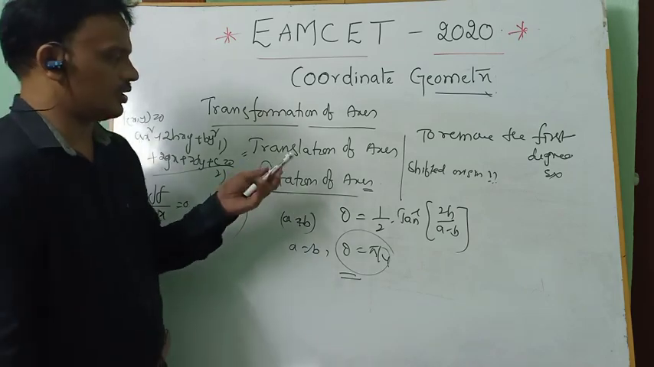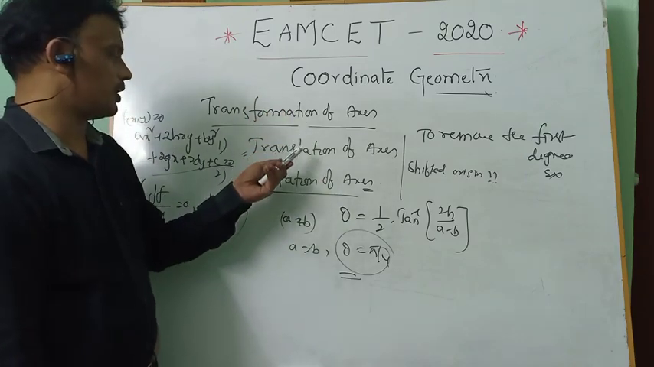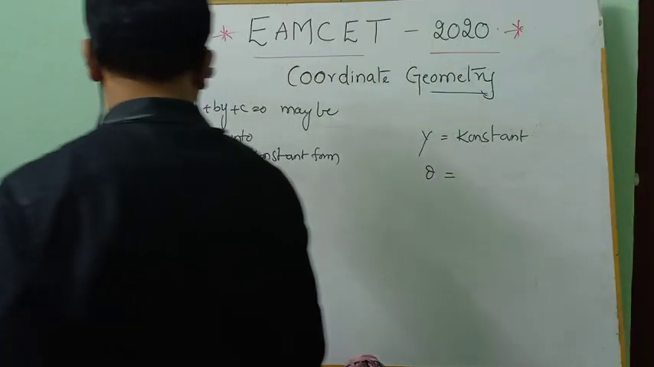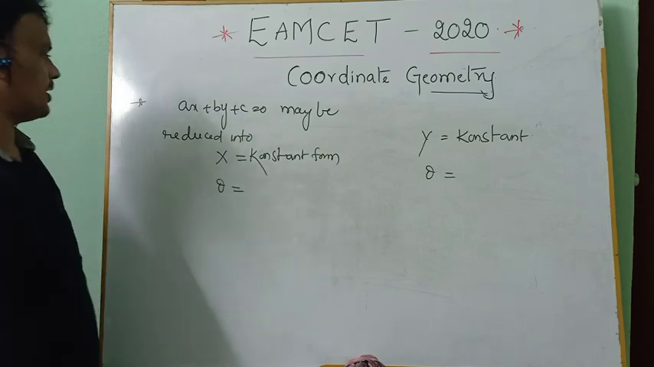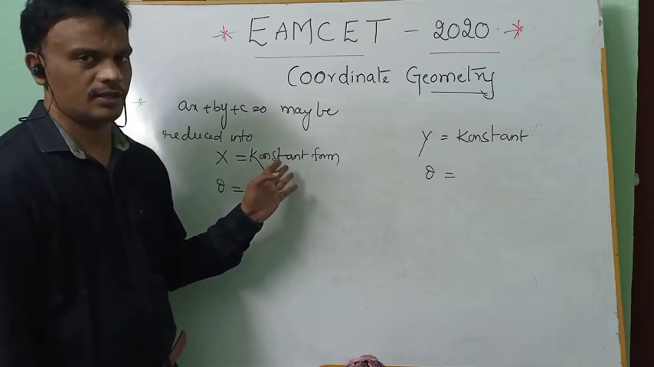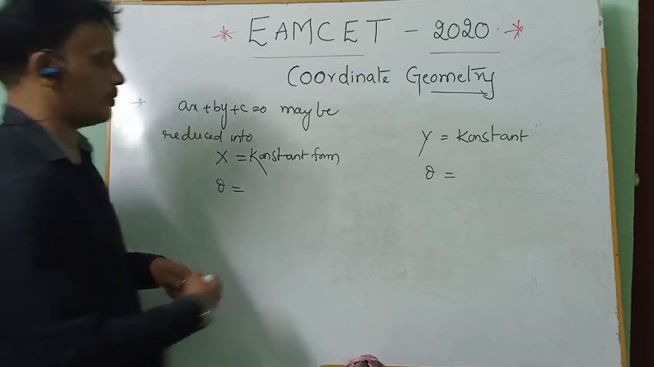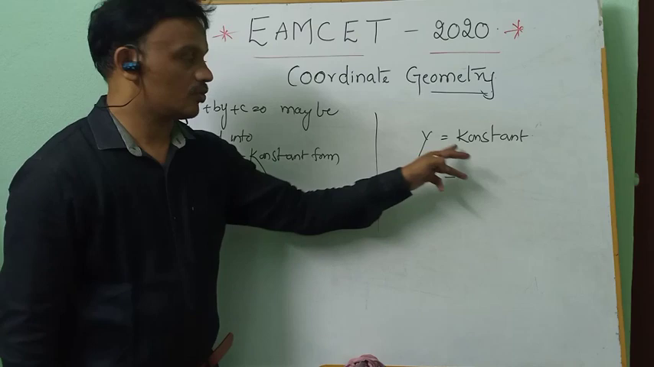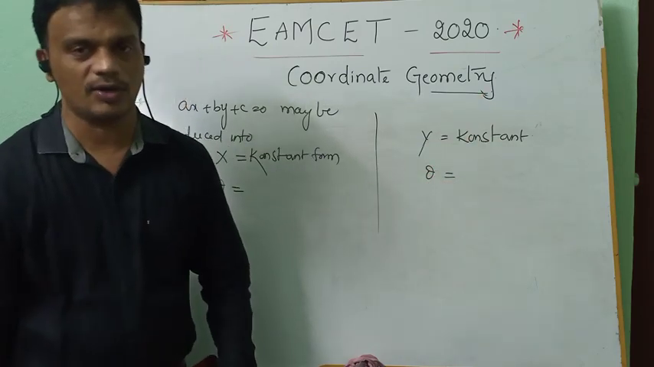Along with those fundamental formulas, please focus on these two also. The equation ax plus by plus c will be reduced into the form x equals constant. In that case, how much should the axes be rotated? What is the theta value? Suppose the line ax plus by plus c is reduced into the form y equals constant, then by what angle should the axes be rotated?